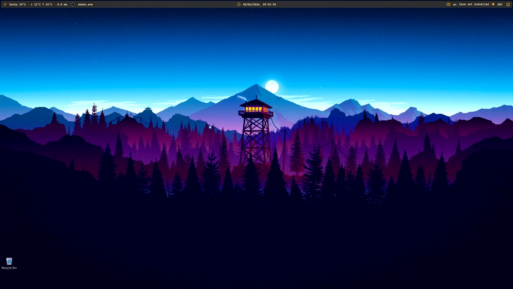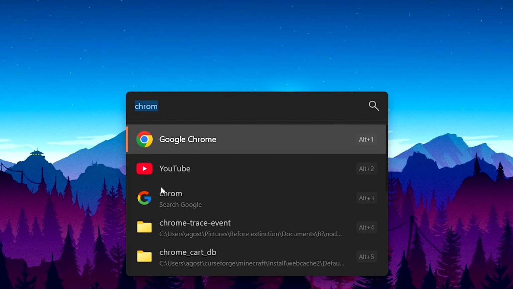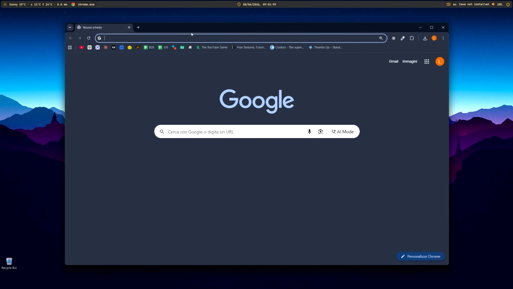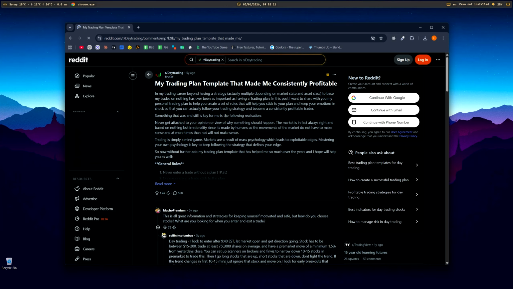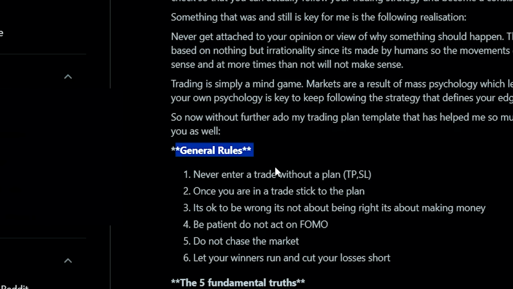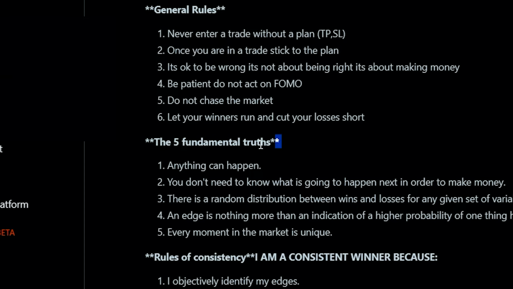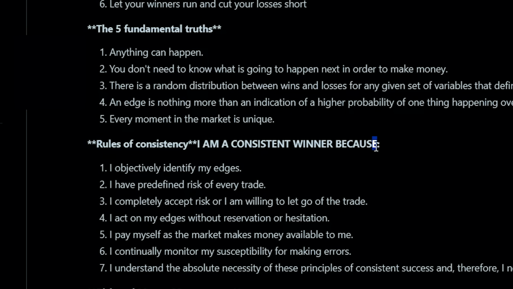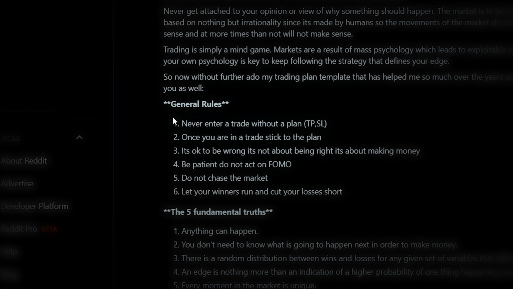I never actually wrote a trading plan, so I think I should just open Google and search for an example, so let me see what other people are making. Okay, so there are general rules, the 5 fundamental truths, rule of consistency, risk and money management. Never enter a trade without a plan. Once you are in a trade, stick to the plan. It's okay to be wrong.